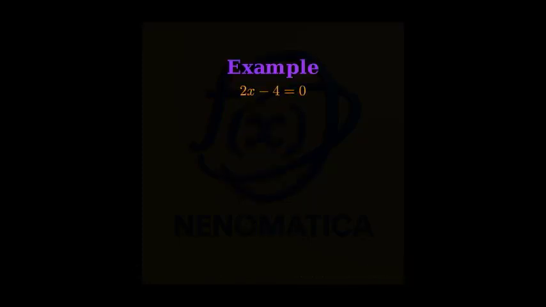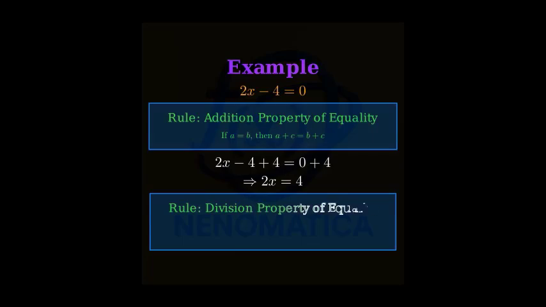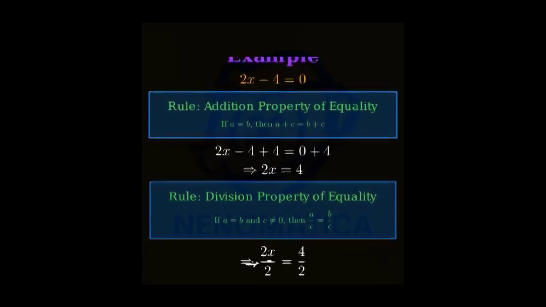Our first example is 2x minus 4 equals 0. Let's solve this step by step. First, we need to isolate the variable term. We'll add 4 to both sides of the equation. Now, to find the value of x, we need to divide both sides by 2.